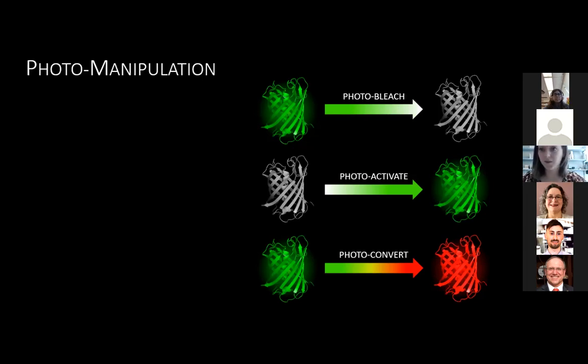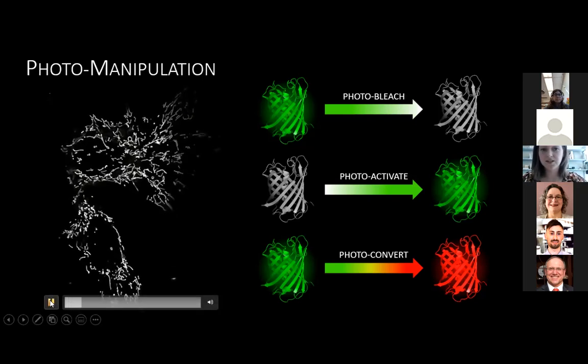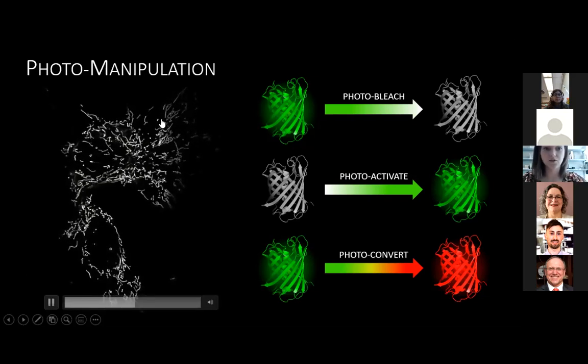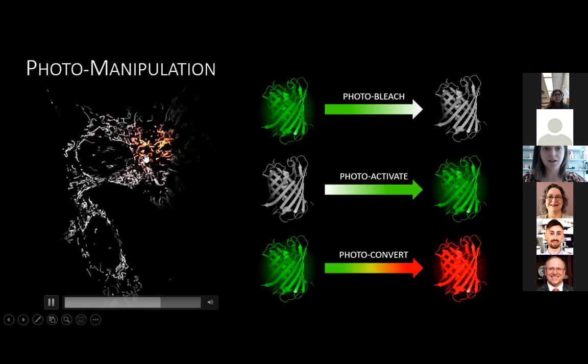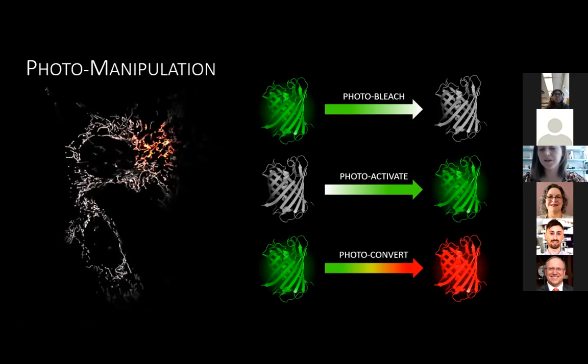To give you an example of what that looks like, this is a video that I took of mitochondria, and this is a green fluorescent dye. And I imaged that green fluorescent dye through time. And then I took a section here and excited it with UV light at high energy. And I converted that one particular section to a red dye. And I would have been able to continue imaging that particular section over time to see where the mitochondria from that section ended up over time.